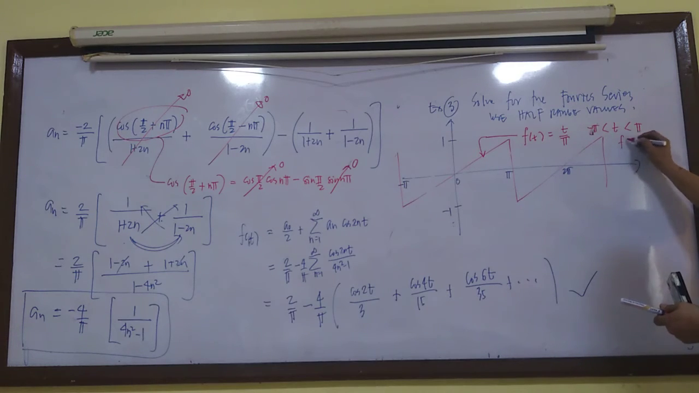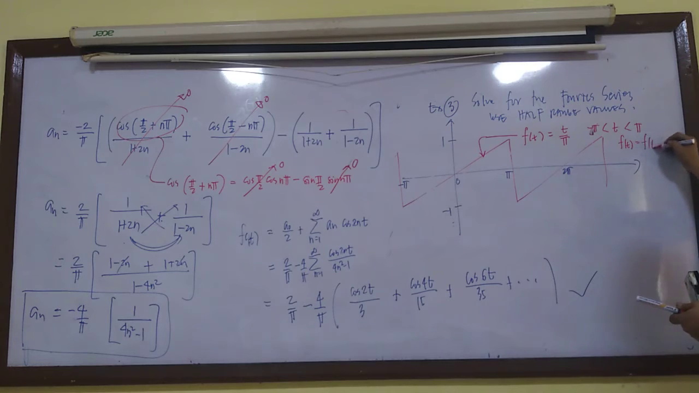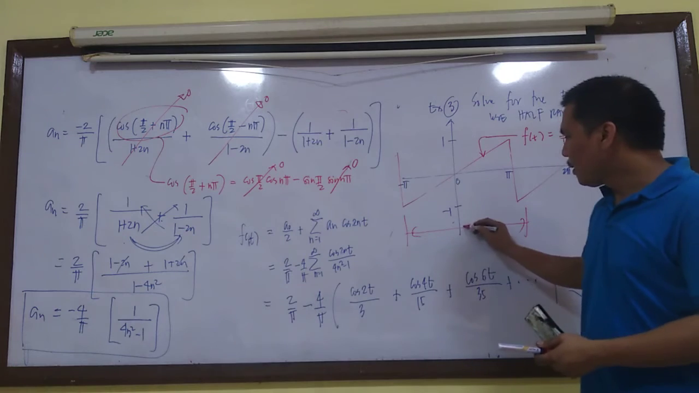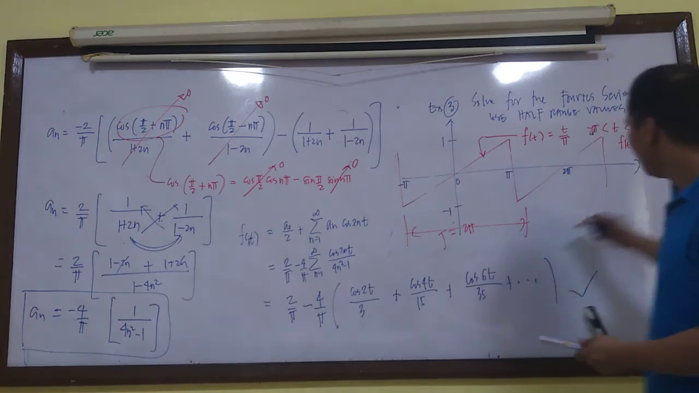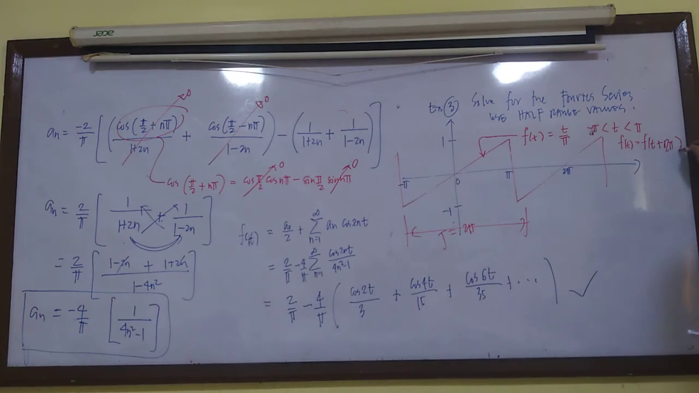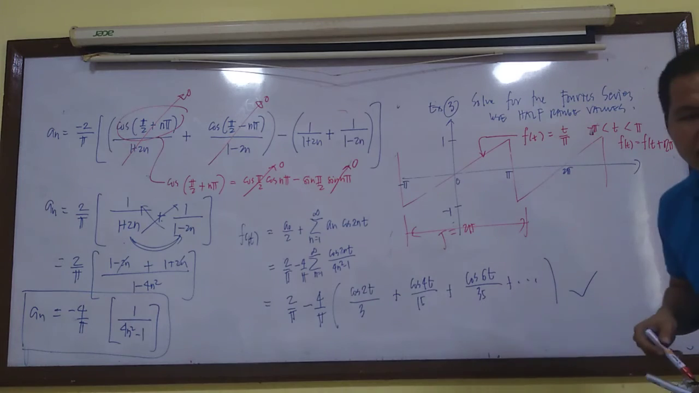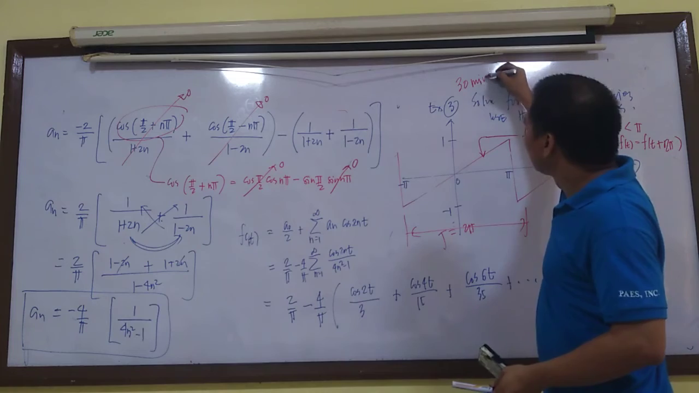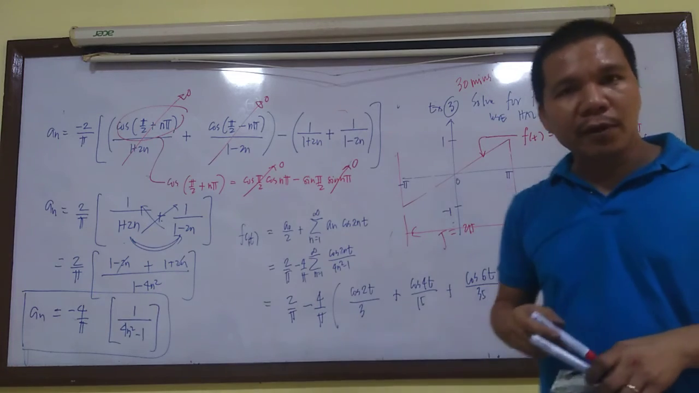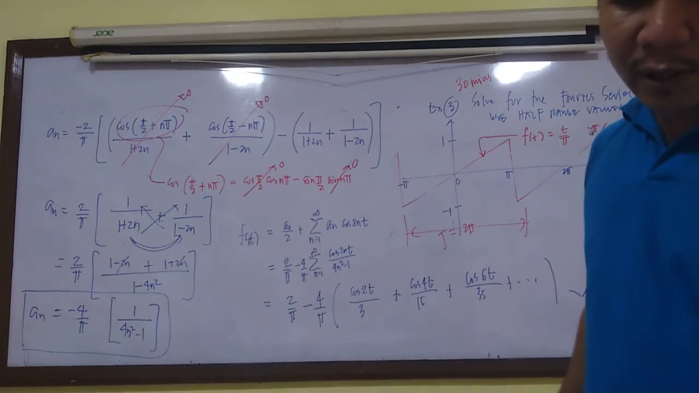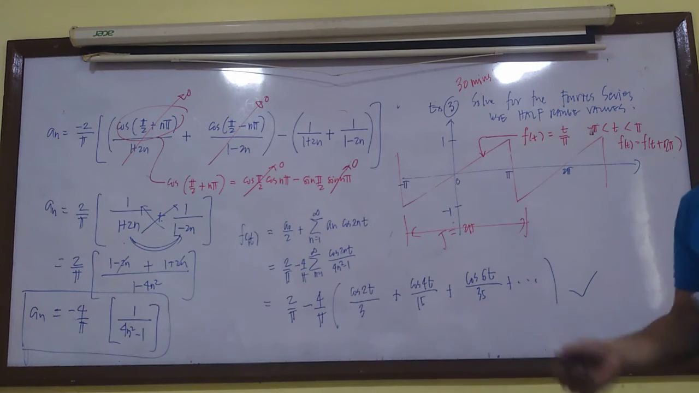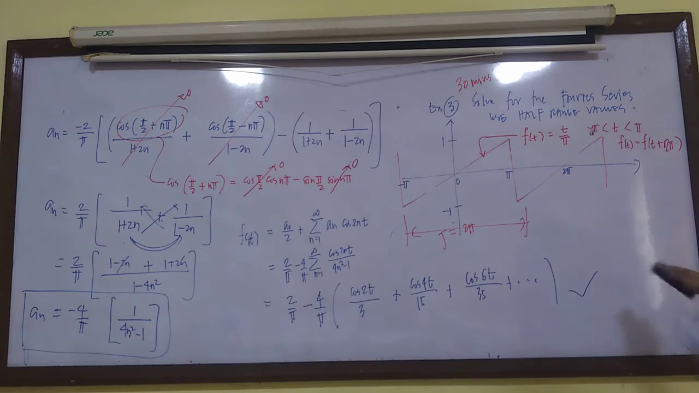And take note, the function of t is equal to function of t plus the period. In this case, the period is 2 pi. Now plus 2 pi. Here is your problem. Try to solve this for 30 minutes. Try to pause the video first and then solve this for 30 minutes only. And then I will reveal your answers after 30 minutes.